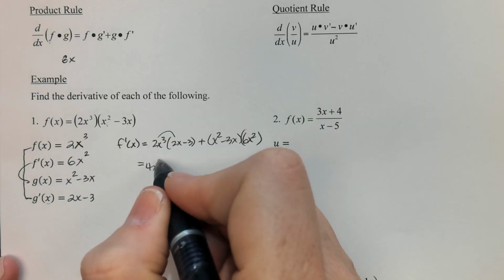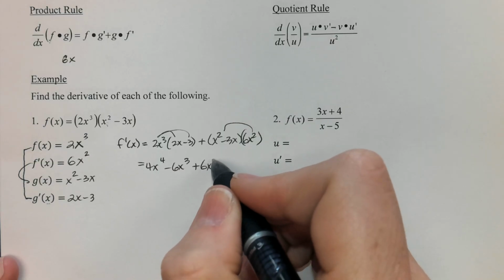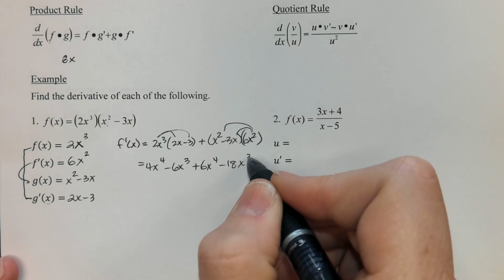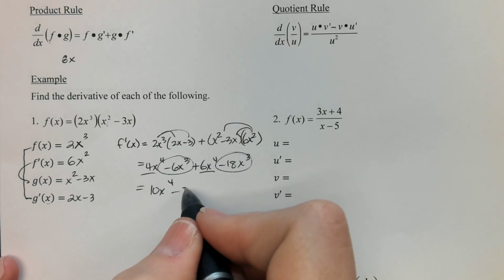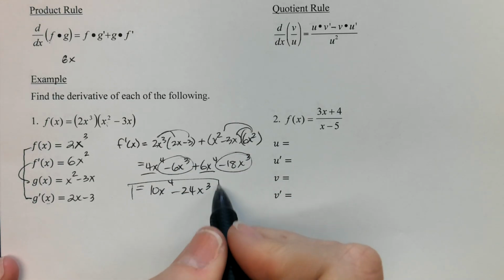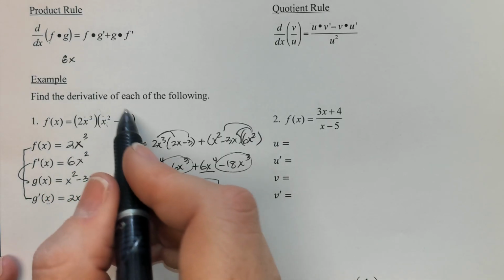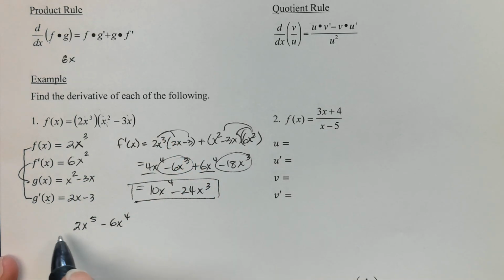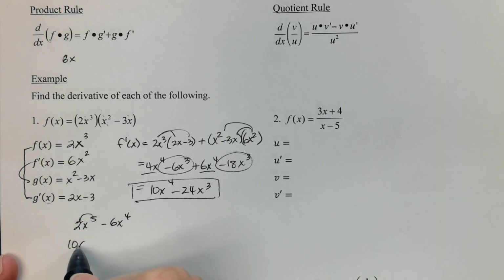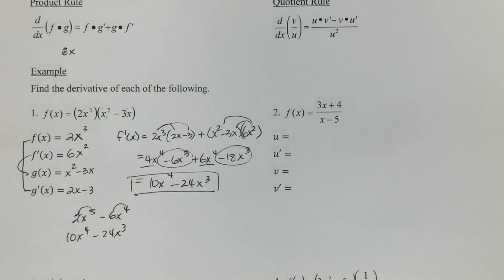So this will be 4x to the fourth minus 6x cubed, 6x to the fourth, and negative 18x cubed. So just adding like terms, I'll have 10x to the fourth and negative 24x cubed. Looks good. Another way that you could have solved this, derivatives have lots of ways. I could have just distributed this. So I would have ended up with 2x to the fifth minus 6x to the fourth, and I could have just done power rule. So this would have been 10x to the fourth. This would have been negative 24x cubed. So same thing, either way. Lots of different ways to do all of these types of derivatives.